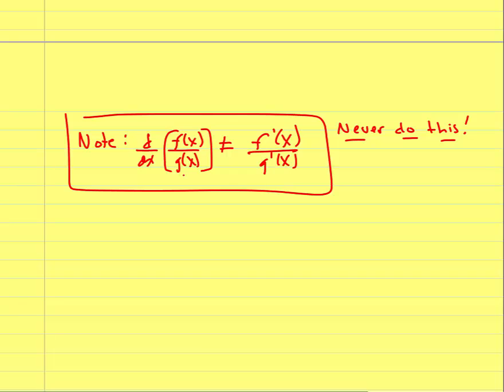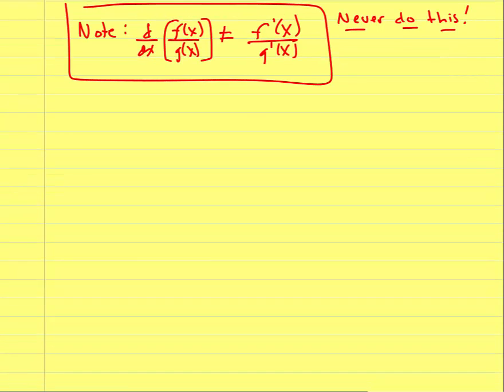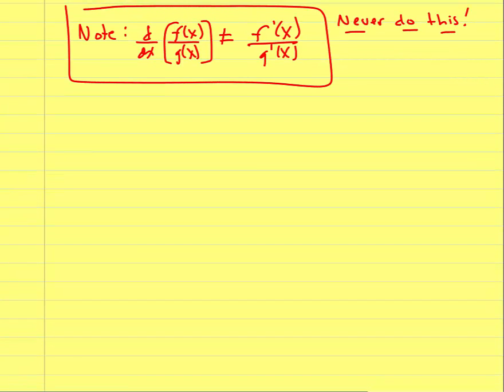The derivative of the quotient is not the quotient of the derivatives. That only worked with the sum and the difference. The derivative of the sum is the sum of the derivatives. But it doesn't work like that for the product and quotient. That's why we need other rules.